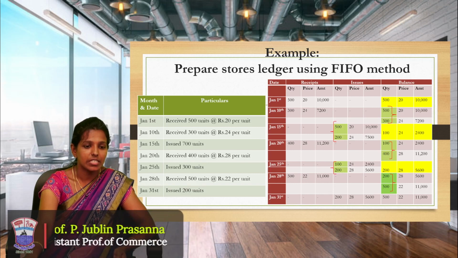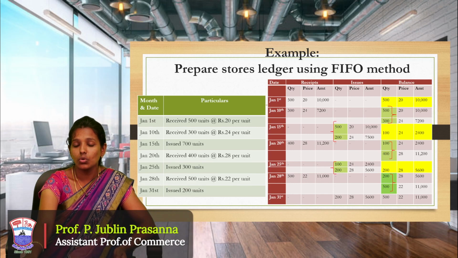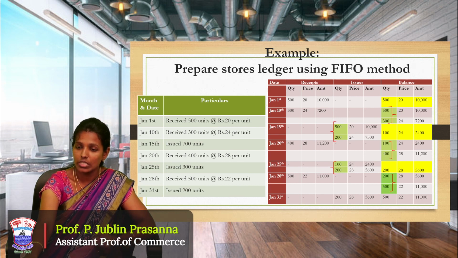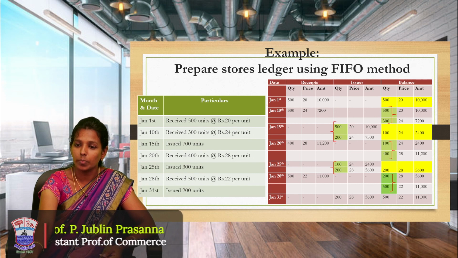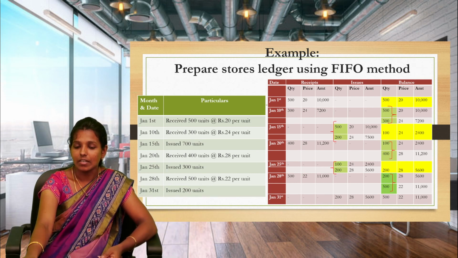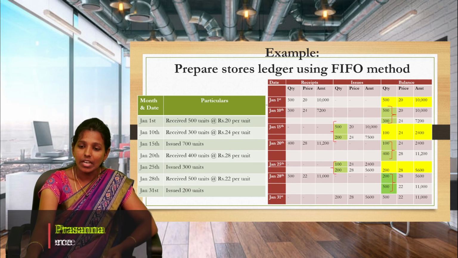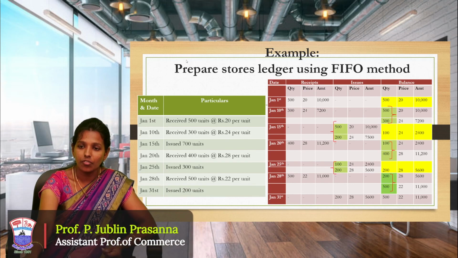And my last transaction tells that again I am issuing 200 units. So on 31st January, in the issue column we have to record 200 at the rate of rupees 28. So from the first part of the balance I am taking 200 units at the rate of rupees 28, which amounts to rupees 5,600. So as on January 31st, my current balance will be 500 units at the rate of rupees 22, which amounts to rupees 11,000.